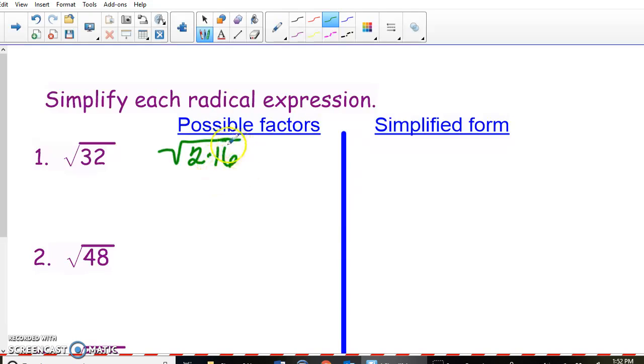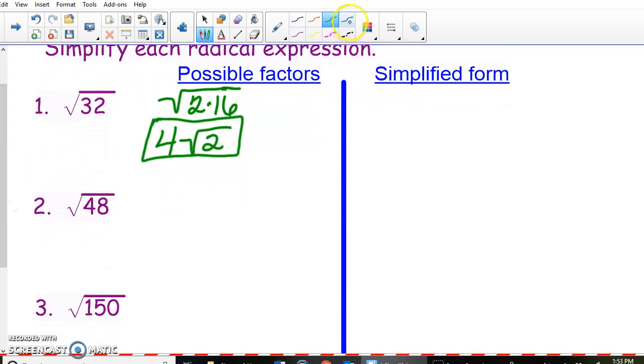Now when I take the square root of 16, I get 4, and then I'm just going to leave my square root of 2 as it is, because again I get a big long decimal when I punch that in. So 4 times the square root of 2. Now you can always check and make sure you're done, because whatever's left under your radical sign should not have any square factors in it.